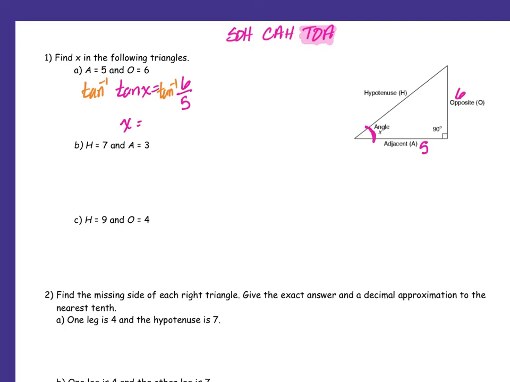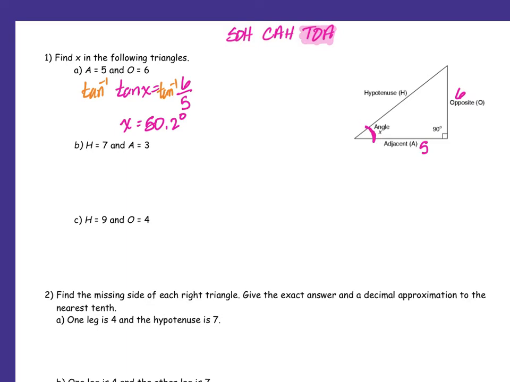So my angle is 50.2 degrees, and that's what x equals for this one. Okay. And now I'm going to do the next one. I think there was a chat up there. Sorry. Let me see what it says.